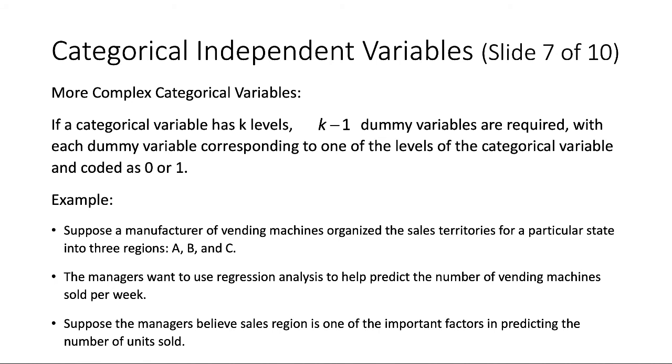The categorical variable for the trucking company example has two levels, right? So driving assignments that include the highway rush hour driving and the ones without. However, when a categorical variable has more than two levels, we must take care in both defining and interpreting the dummy variables. If a categorical variable has k levels, k minus 1 dummy variables are required, with each dummy variable corresponding to one of the levels of the categorical variable, encoded as 0 or 1.